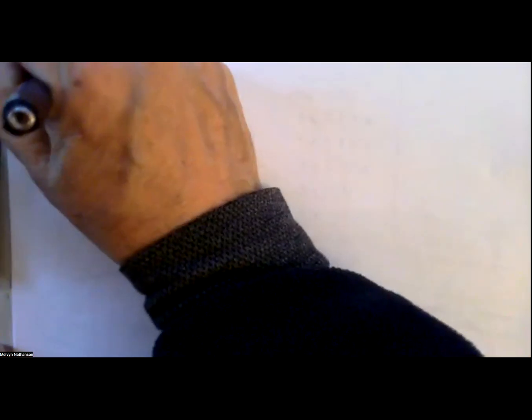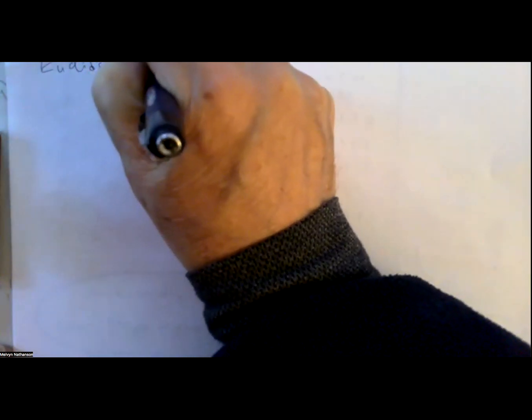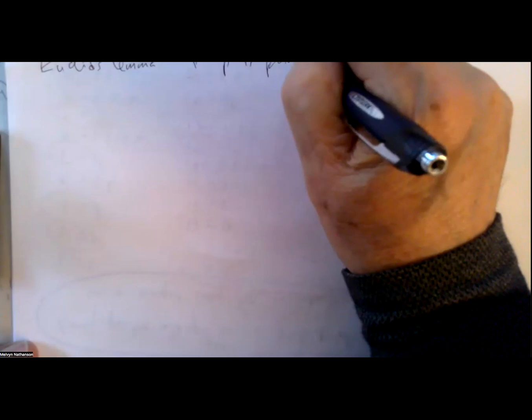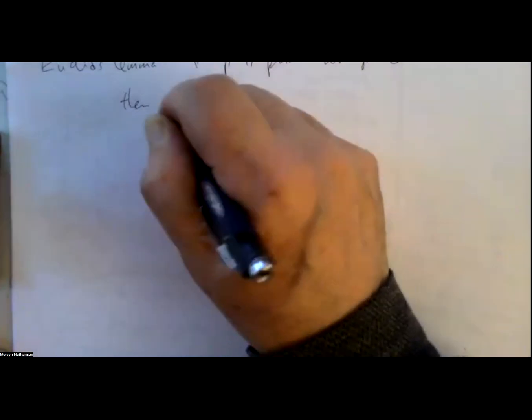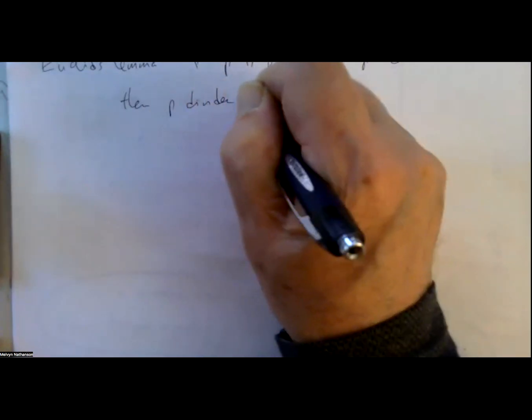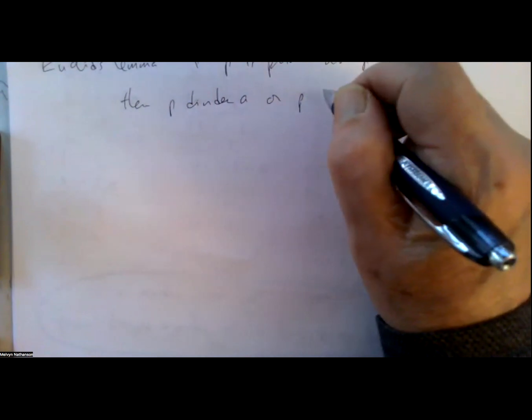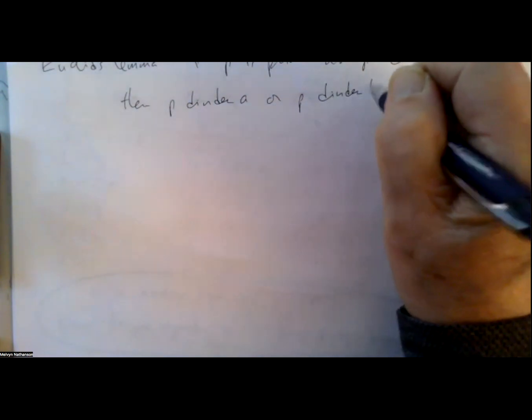The key to that is something called Euclid's lemma, among other things, because it's in Euclid. It says the following: if P is a prime number, and P divides the product of two numbers A and B, then it divides at least one of them. P divides A, or P divides B.